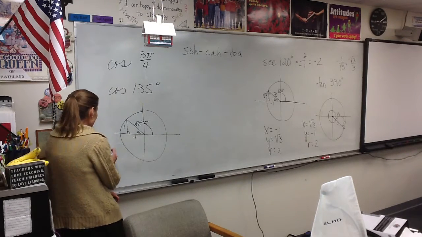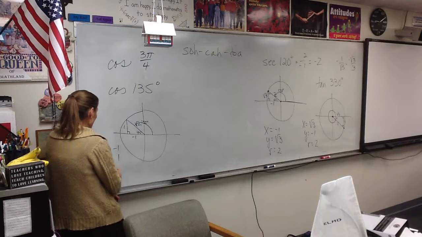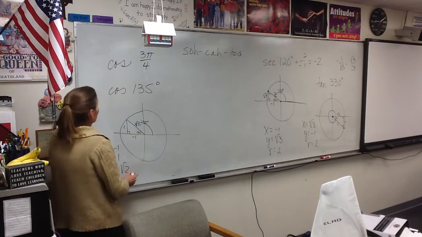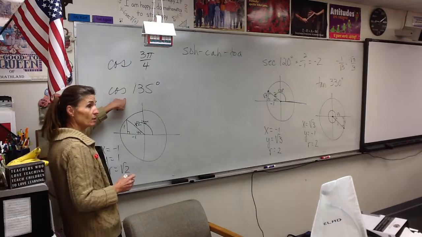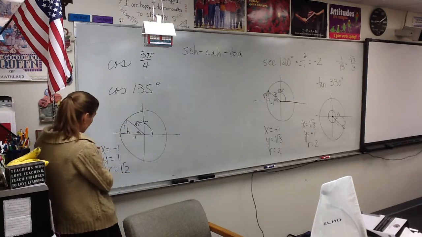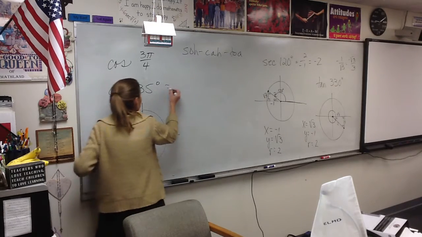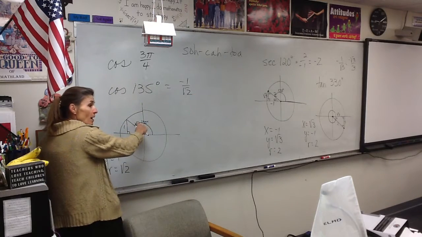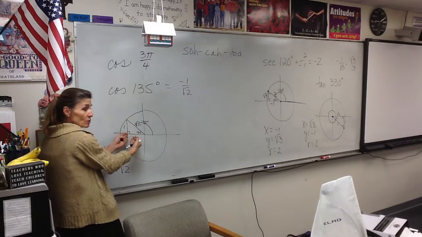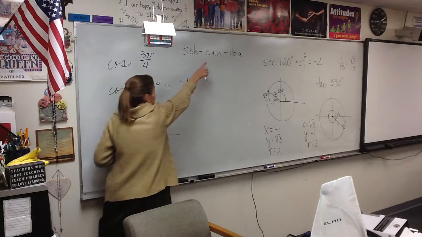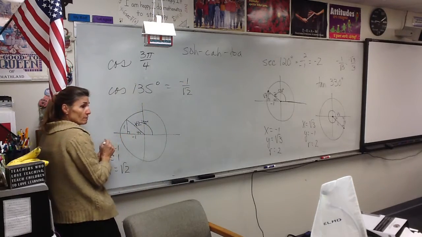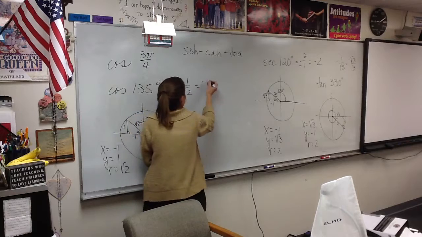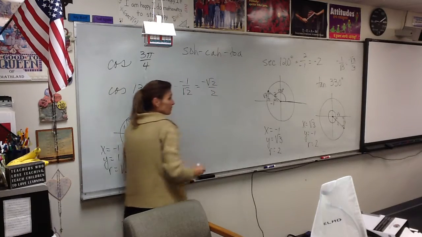So we have x is negative 1, y is 1, and r is root 2, and we want the cosine. So you can either do x over r, or you can do adjacent over hypotenuse. It doesn't make any difference. You've got a picture here. So you can do adjacent over hypotenuse if you want. Either way, you come out with negative root 2 over 2.